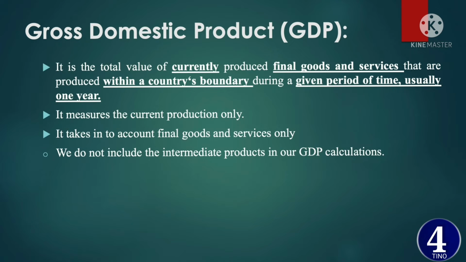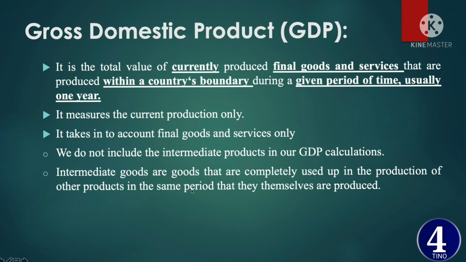And when we say final goods and services, we do not include intermediate products in our GDP calculation. For example, a tire is an intermediate product which is going to be completely used for the next production, which is a car. So when we say intermediate goods, these are goods that are going to be completely used in the production of other products in the same period that they themselves are produced. So whenever we count a given product, we have to make sure that it is a final product for the given year in which it has been produced.